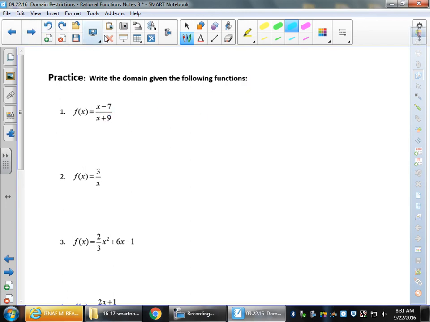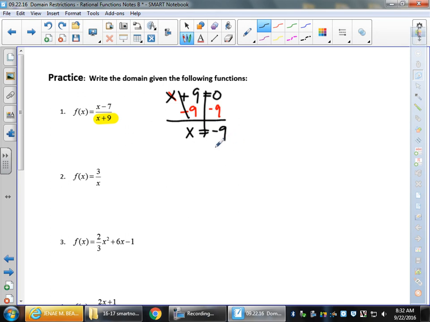What are we going to choose to do? What choice are we going to say? I heard it. We're going to take the denominator, x plus 9, and we're going to set it equal to 0. Very good. X plus 9 equals 0. And to solve this, now we're just going to solve. What do I do? One step. Subtract 9, subtract 9. X equals -9.